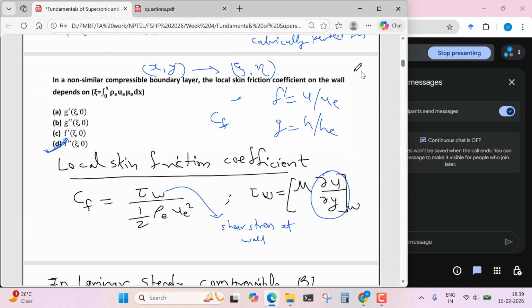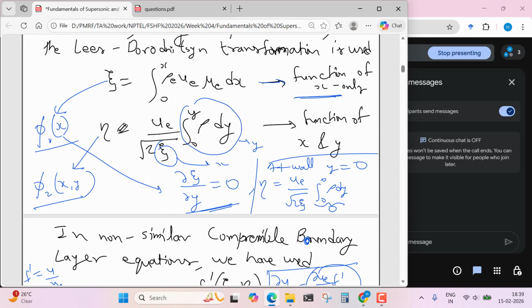So what we do is, let's say our equation is in xy coordinates, our flow, we convert it to xi and eta. And xi is defined as the integral from 0 to x of rho_e u_e mu_e dx. And eta is defined as u_e upon root 2 xi times the integral from 0 to y of rho dy. So this is how we are changing the coordinate system.